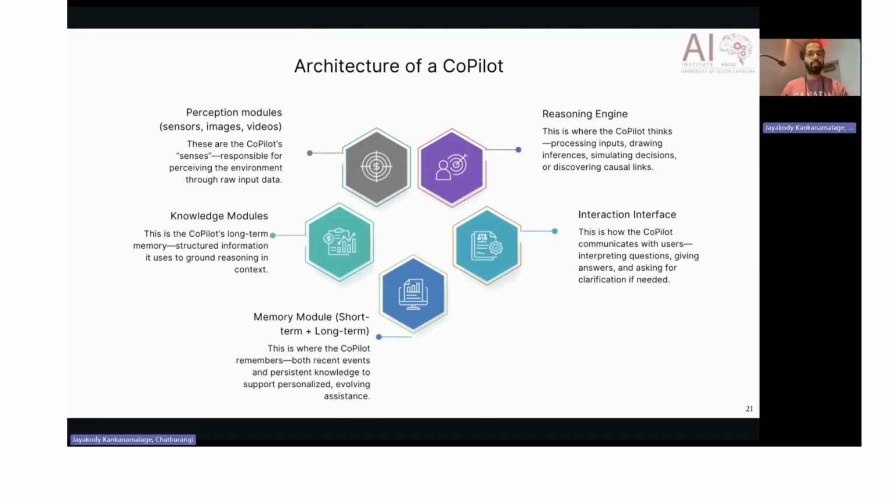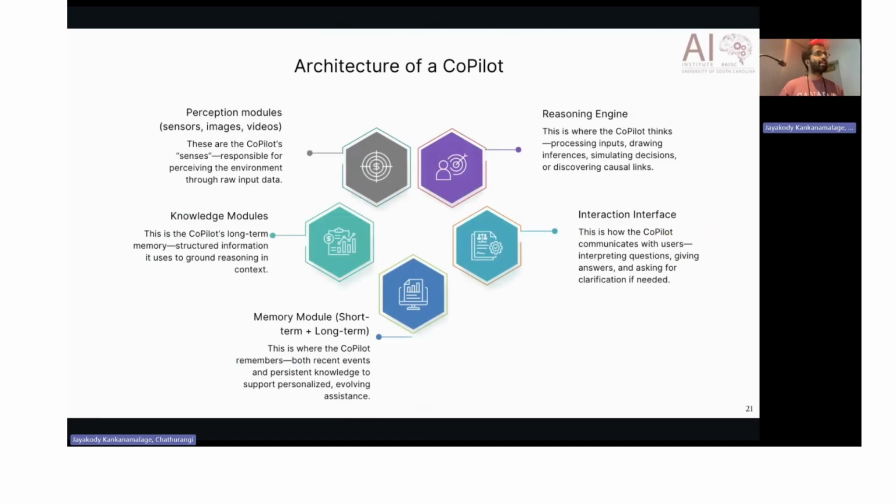Then there is a reasoning engine. This is where Copilot thinks. It's able to take in a question, understand it, and update the interaction accordingly. So it processes inputs, draws inferences, simulates some decisions, and discovers causal links, why certain things happen and so on.